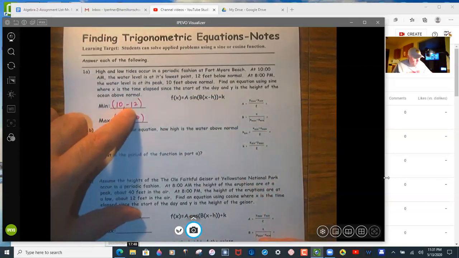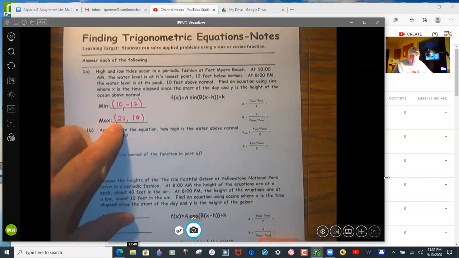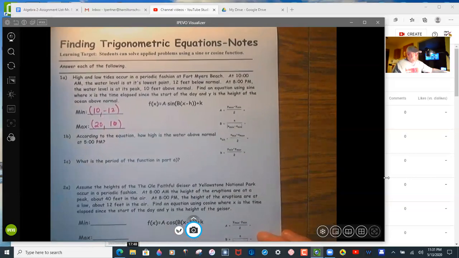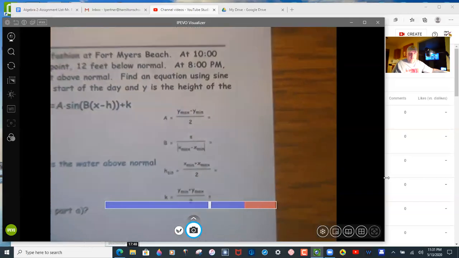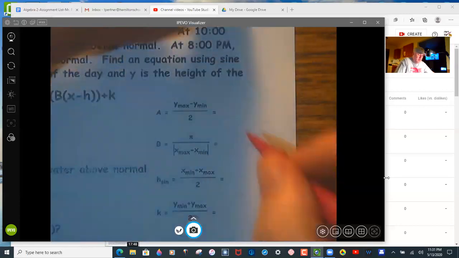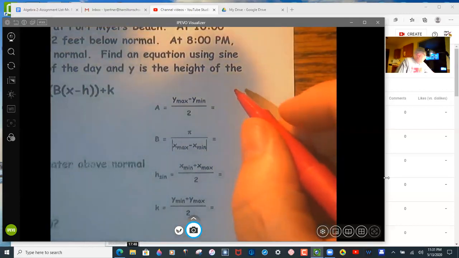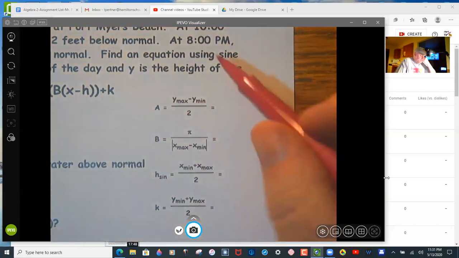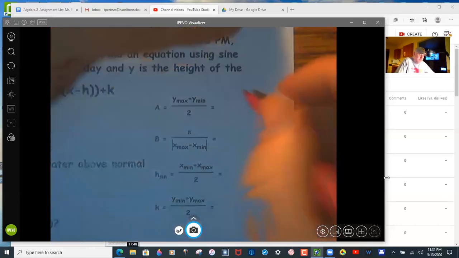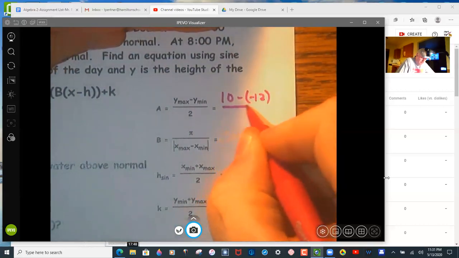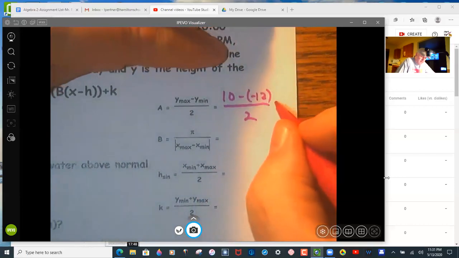Guess what? X min, Y min, X max, Y max. And then we're going to do all of these over here. So A is Y max minus Y min over 2. So this is going to be 10 minus negative 12 over 2. That's 11.